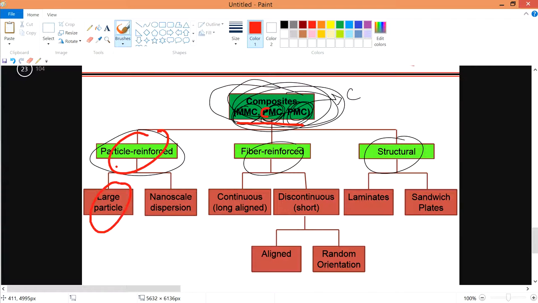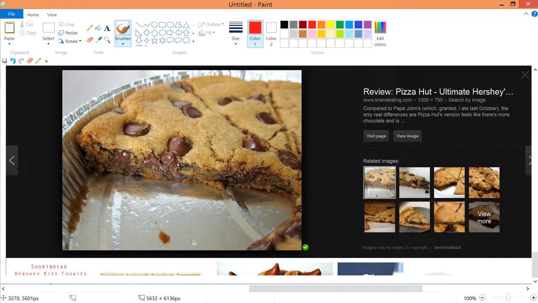For particle reinforcement, for a large particle, you can think of a chocolate Hershey's cookie. These are all the large particles, your Hershey's chocolate, and these are your materials to make your cookies. Within it I think there is some coconut, whatever is inside, but at least these are the large particles. In terms of the nanoscale, although it's not very true, it's the sugar, your egg, or whatever is mixed inside to make your crust, your material over here, this crust.